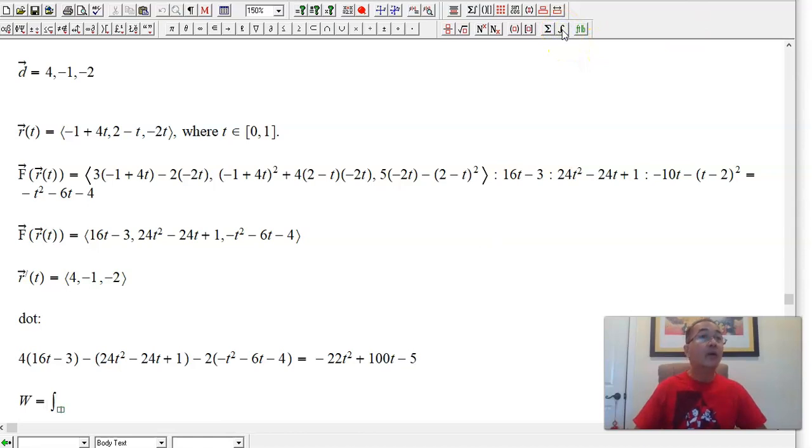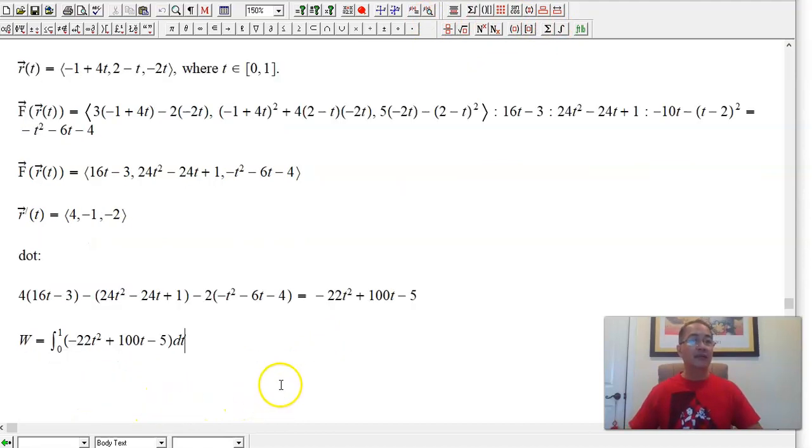Turn to the left. Oh, what's our domain? 0 to 1. Integral from 0 to 1 of minus 22t squared plus 100t minus 5 dt. Okay, so of course, we all know how to do that. Minus 22 over 3t cubed plus 50t squared minus 5t. So we go from 0 to 1.